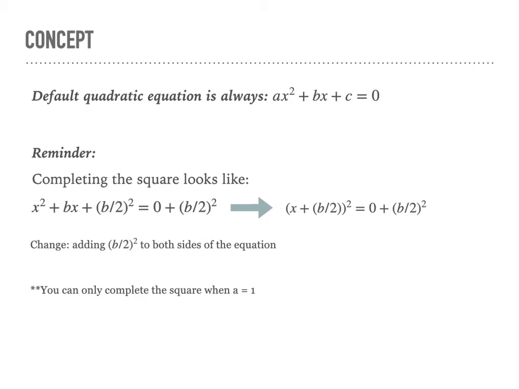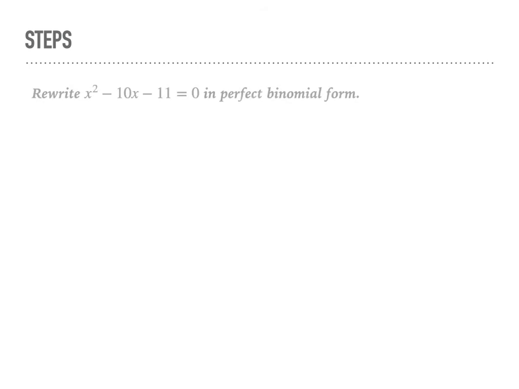Now the change, as you can see, is just adding (b divided by 2) squared to both sides of the equation. And remember that you can only complete the square when a equals 1. So let's look at this. Rewrite the previous equation in perfect binomial form.